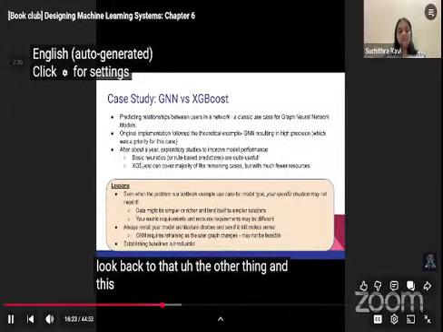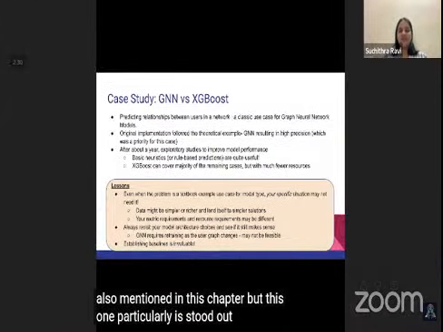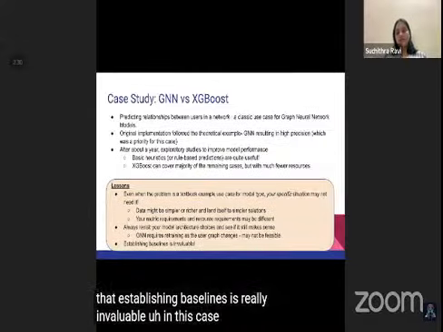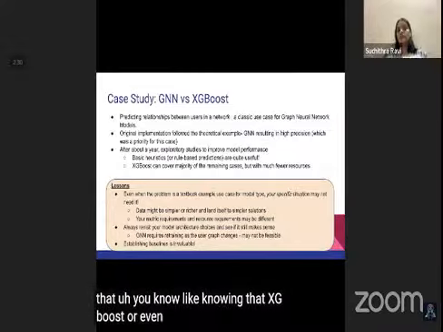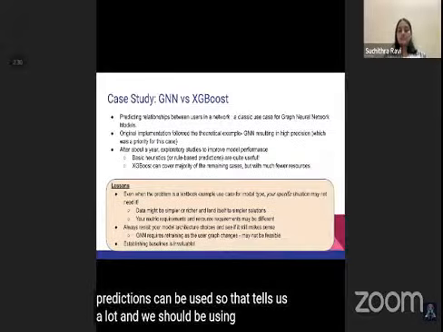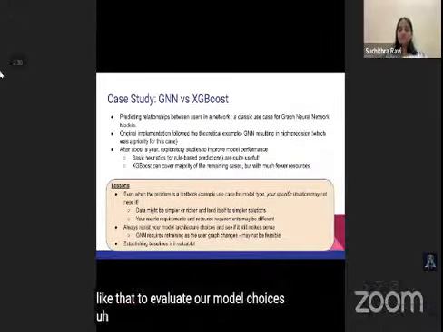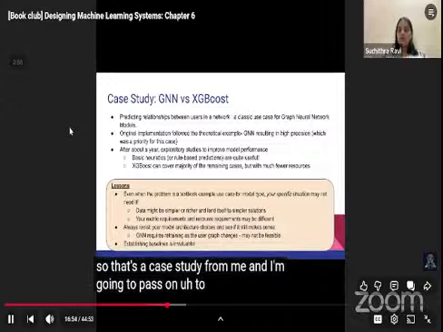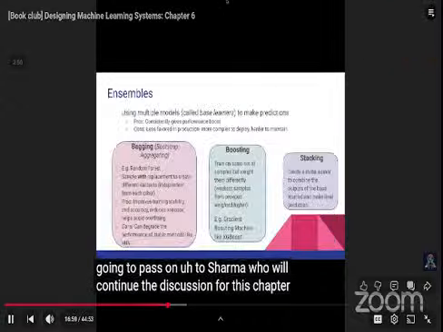The other thing, and I know the other lessons are also mentioned in this chapter, but this one particularly stood out to me, is that establishing baselines is really invaluable. In this case, it turns out that knowing that XGBoost or even simple rule-based predictions can be useful tells us a lot, and we should be using baselines like that to evaluate our model choices. So that's a case study from me, and I'm going to pass it down to Sharma, who will continue the discussion for this chapter. Hey, thanks, Satish.